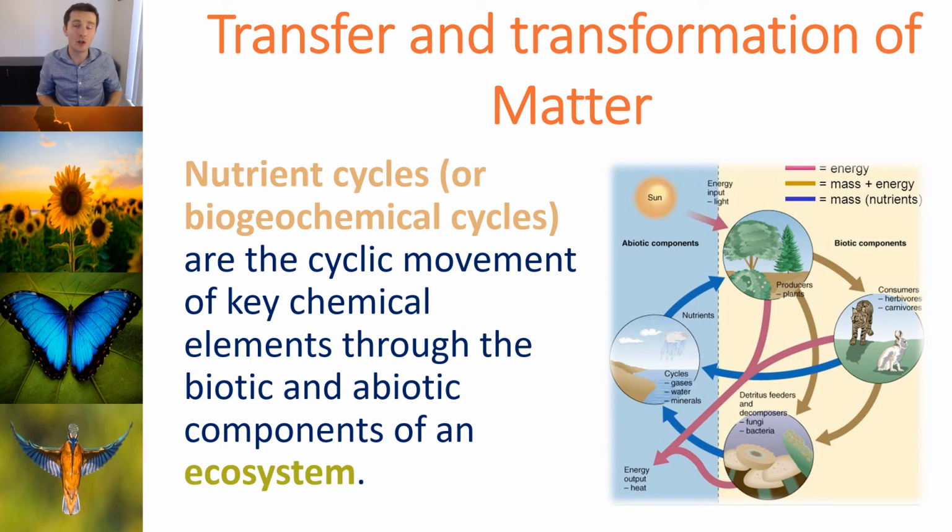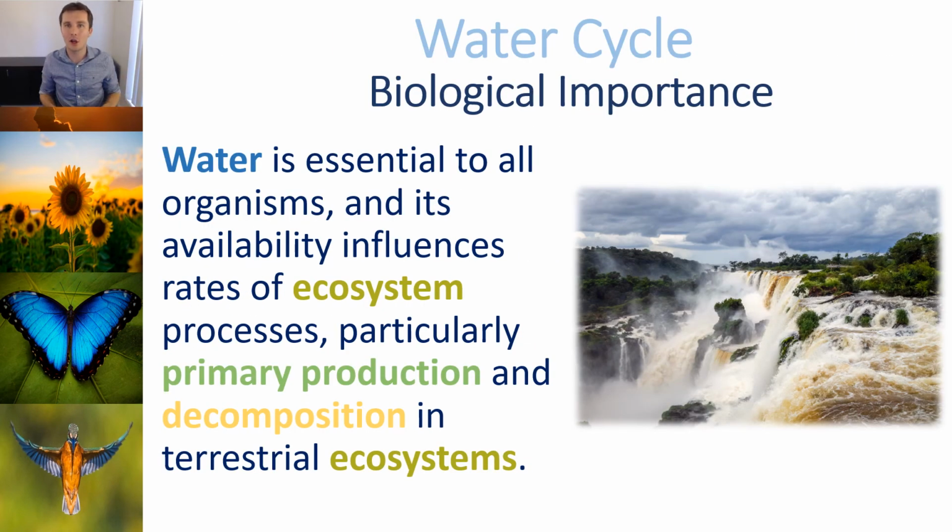These nutrient cycles, or sometimes referred to as biogeochemical cycles, are the cyclic movement of key chemical elements through the biotic, so the living components, and abiotic, non-living components of an ecosystem. One of those cycles, the first one we're going to look at, is water. Now, water is essential to all organisms, and its availability influences rates of ecosystem processes, particularly primary production in plants and decomposition, looking at those detritivores and decomposers in terrestrial ecosystems.